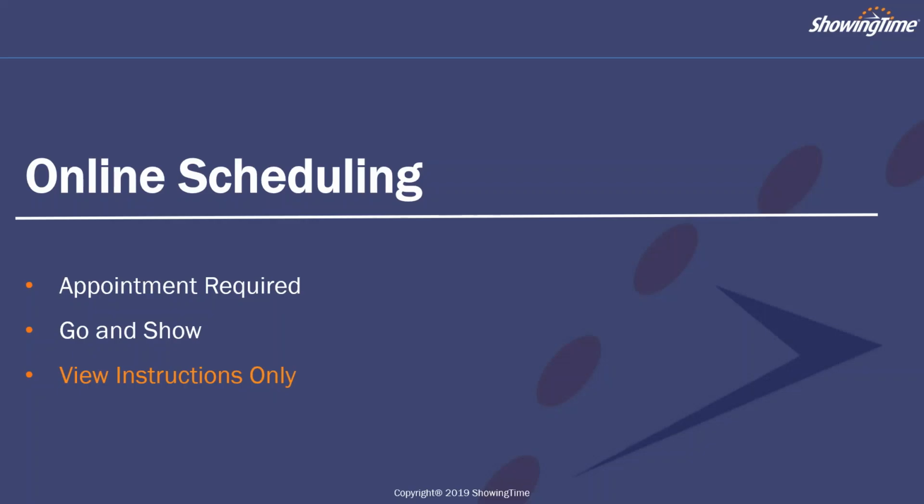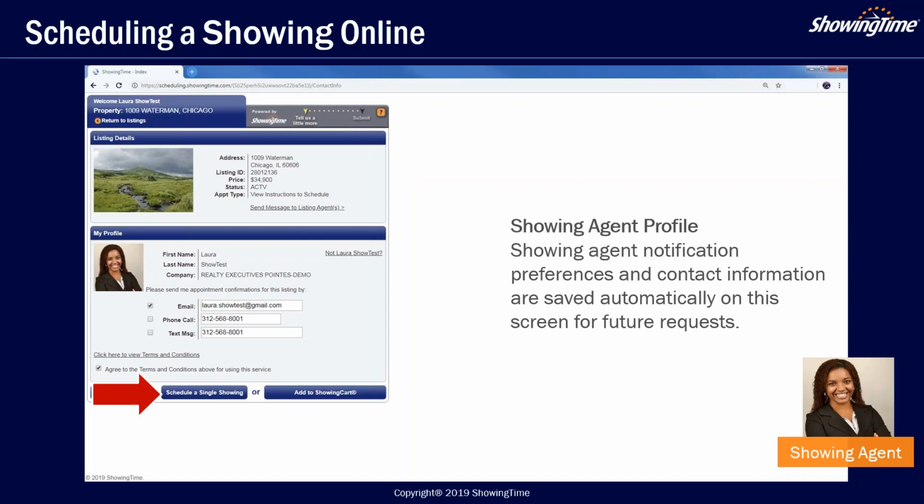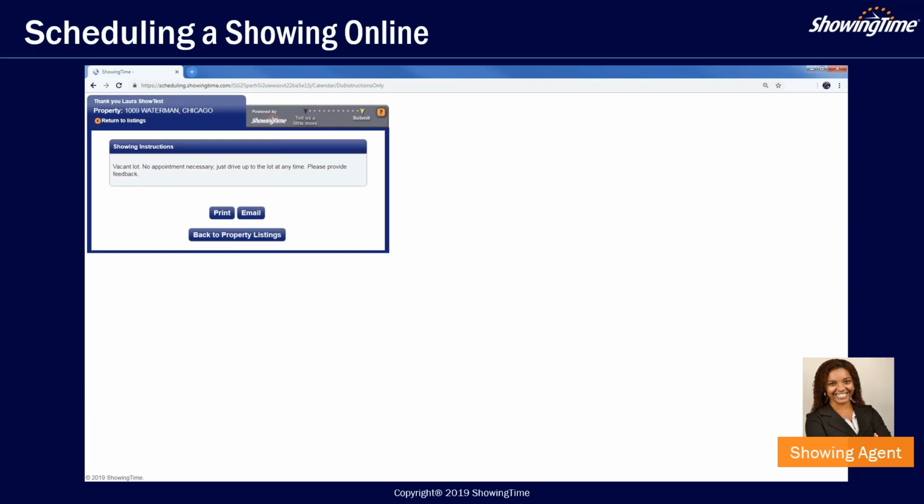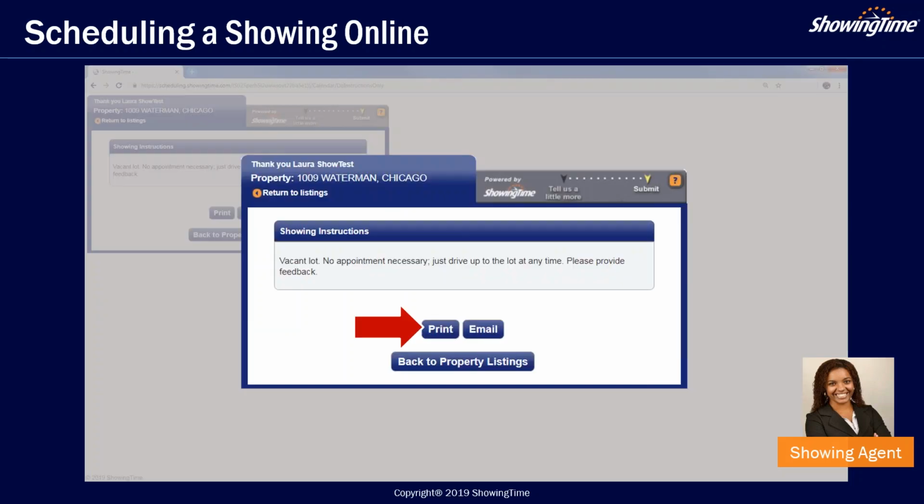And finally, we have our third way to configure our listings, and that's view instructions only. So this setting is going to be slightly different than the other two, where when you click on schedule a single showing as a showing agent, there's no calendar view, and it actually directly shows you the instructions on how to access the listing. And we recommend that you print out the instructions to take with you on the showing. And then for this setting, it's great for vacant land, any new construction properties where the sales office needs to be contacted, or this is also great for your high dollar properties where the showing agent would actually need to schedule with the listing office to pick up the keys to the property.